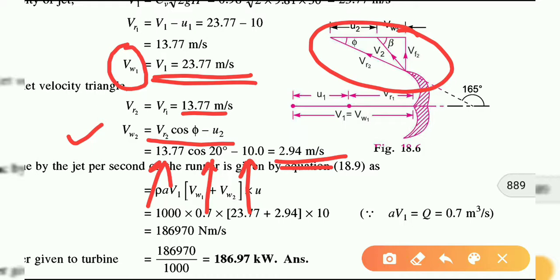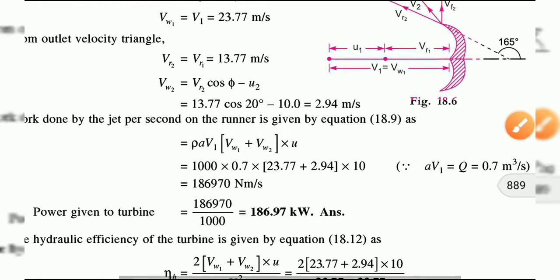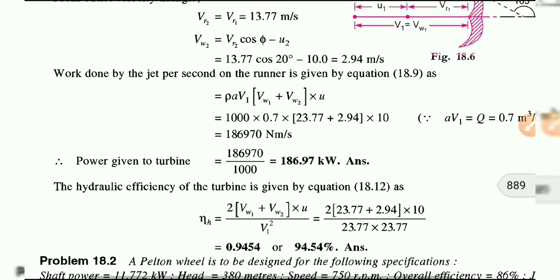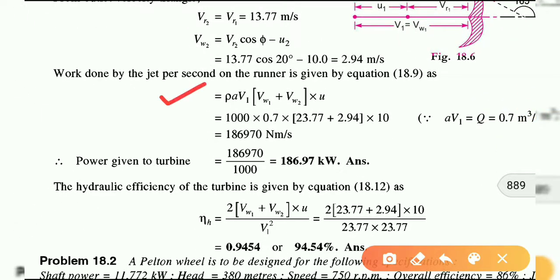So we now know the values of VW1 and VW2. So we will move towards the work done equation. The work done equation is rho A V1 multiplied by the bracket (VW1 plus VW2), multiplied by U. So put the values of VW1, VW2, V1, U and the discharge value in place of A into V1. We will get the value of the work done as 186970 Newton meter per second.